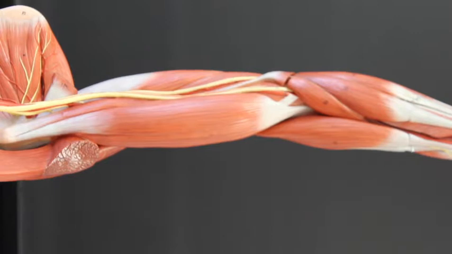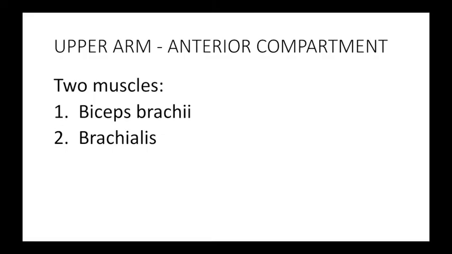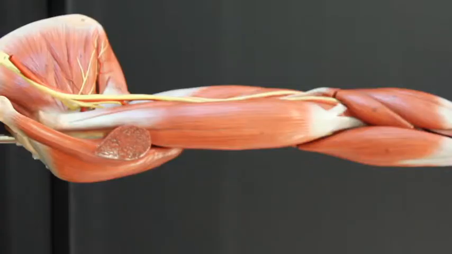The upper arm is located between the shoulder joint and the elbow joint. We can categorise into anterior and posterior compartments. In the anterior compartment, there are two muscles we are concerned with. They are the biceps brachii and brachialis.